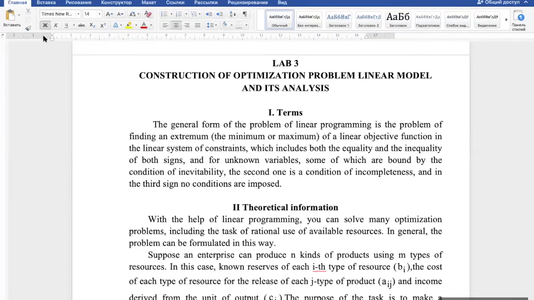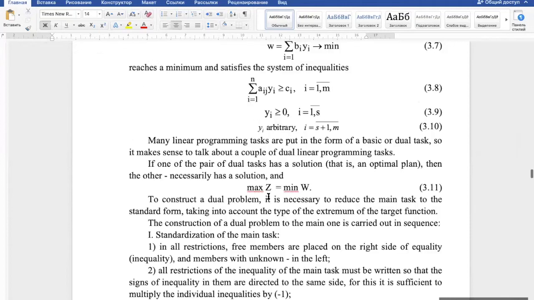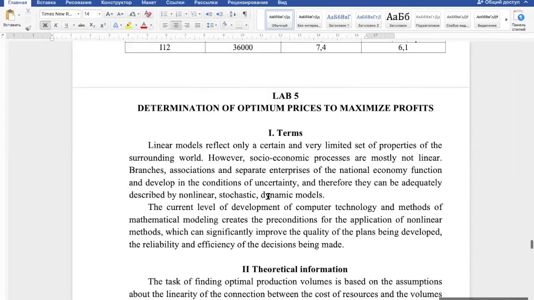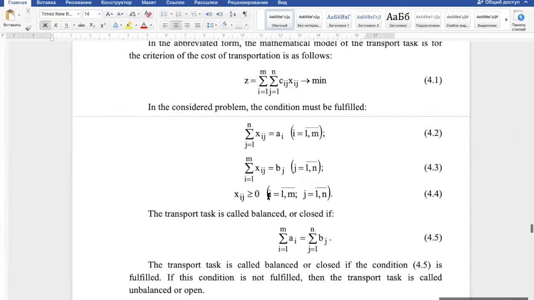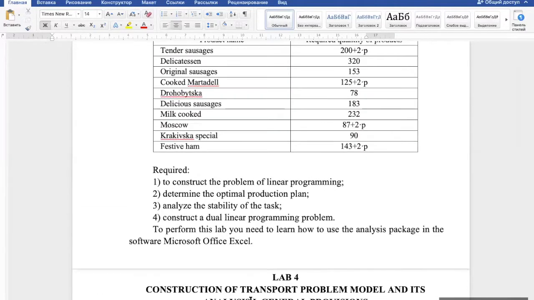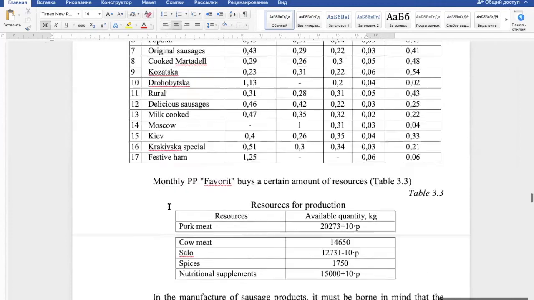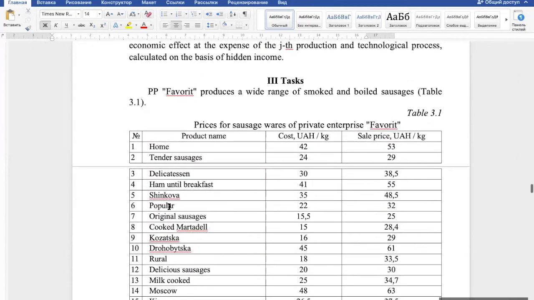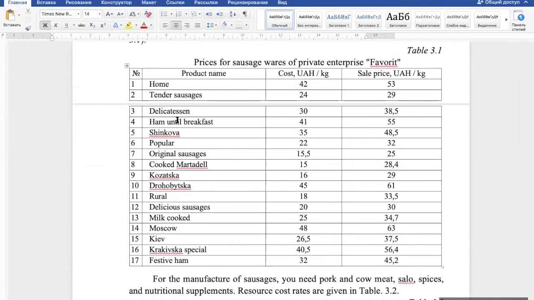On the previous laboratory class, we did the first part of this laboratory. So where is our task? According to this data set, we're talking about the company Favorite. We have 17 kinds of products, 17 kinds of sausages, which are produced by this company.